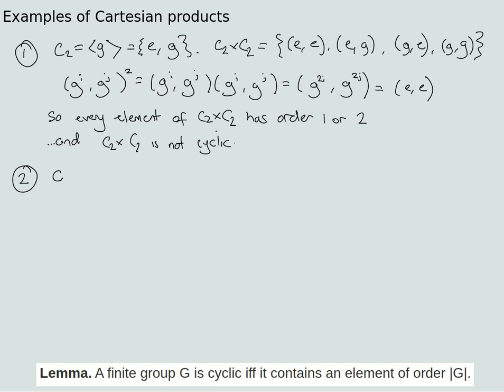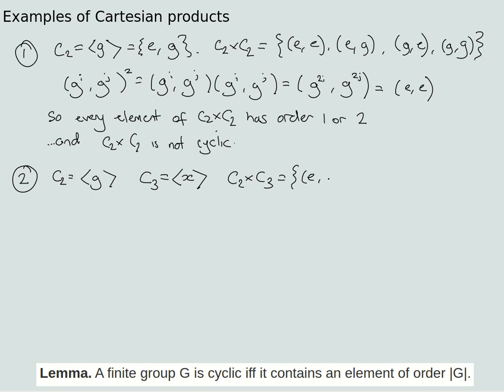Let's let C2 again be generated by an element g. And let's now have another cyclic group of order 3, which is going to be generated by an element x of order 3. So if we look at the Cartesian product C2 cross C3, this time it's going to have 6 elements, 2 times 3, and those elements are all ordered pairs where the first element comes from C2 and the second comes from C3.